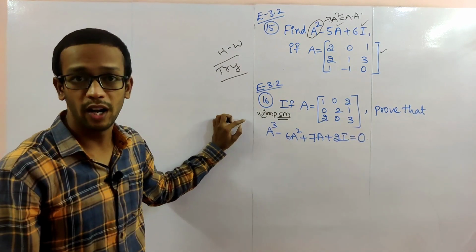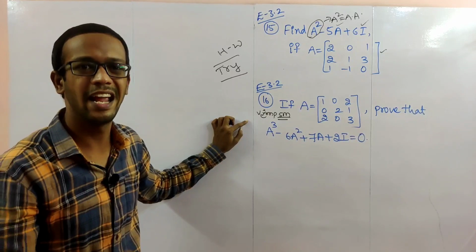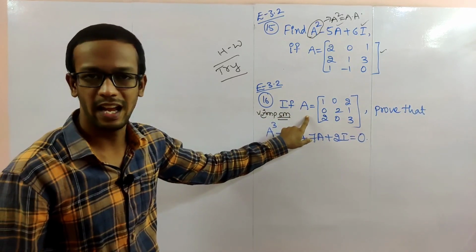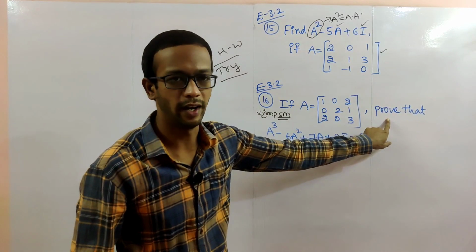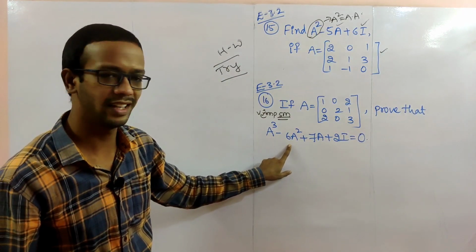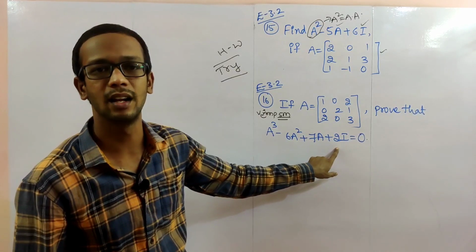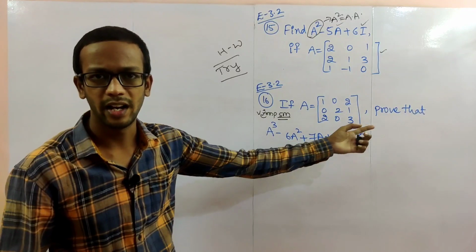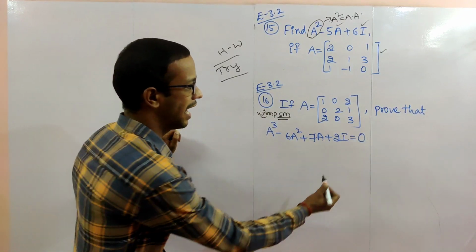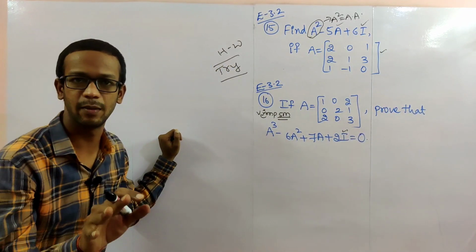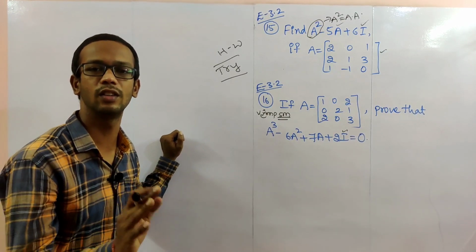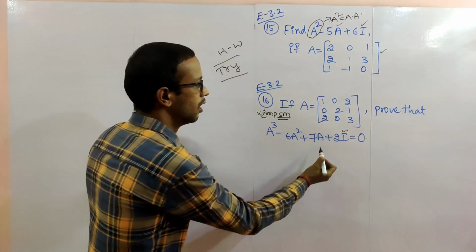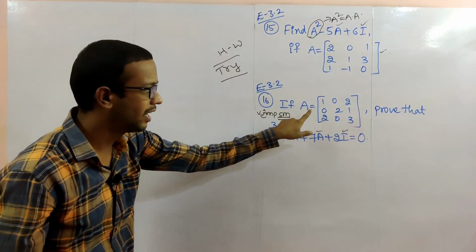Next. Very important 5 marks question. This is the 16th question, similar to example 18. If A is equal to the 3 by 3 matrix, prove that A cube minus 6A square plus 7A plus 2I equal to O. Left side we have to take and on the right side we have to show. The I matrix is the identity matrix, 3 by 3 matrix, 1 0 0 0 1 0 0 0 1. Very well we know that one. A is already there.